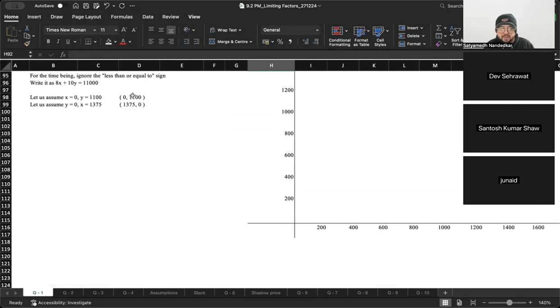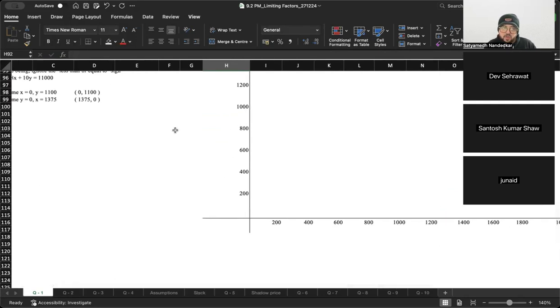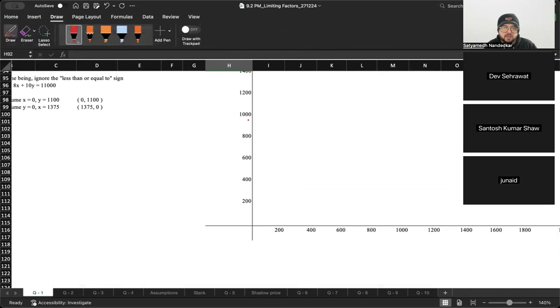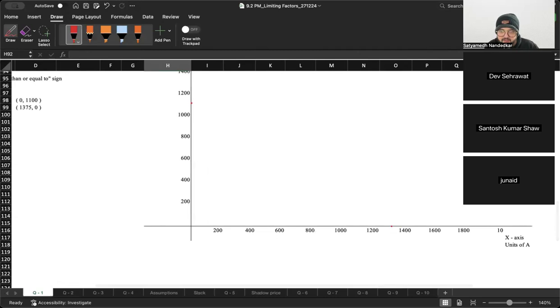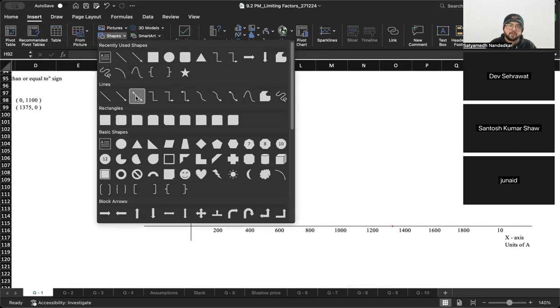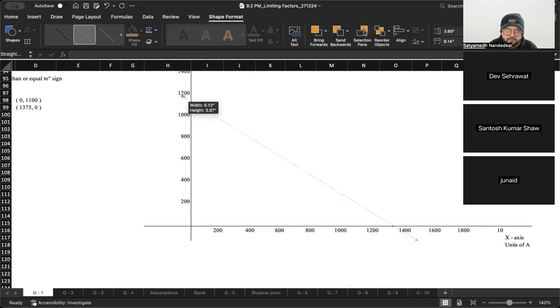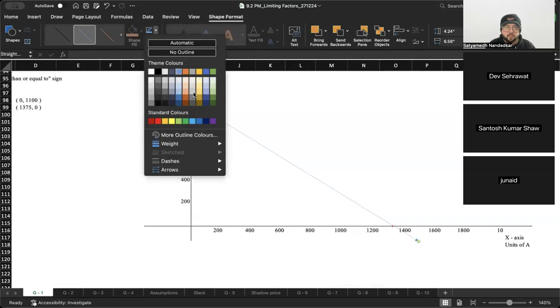Now, the first point is 0, comma 1100. X coordinate 0, Y coordinate 1100 will lie somewhere between these two, 1000 और 1200 के बीच में आएगा. And 1375, 0 will be somewhere here closer to 1400. ऐसा कहीं पे वो point होगा. Now I am drawing a straight line that passes through these 2 points. ठीक है. This is the line. I'm going to make it a little bolder.